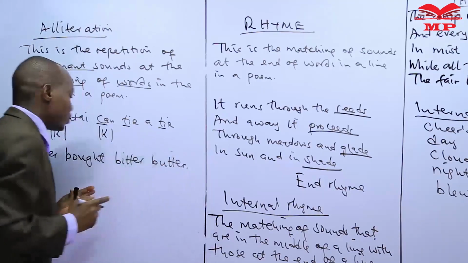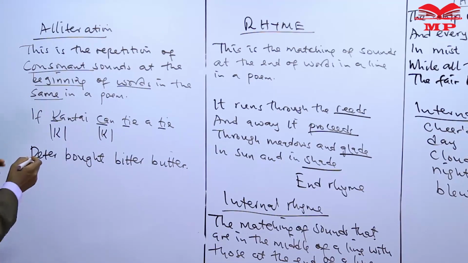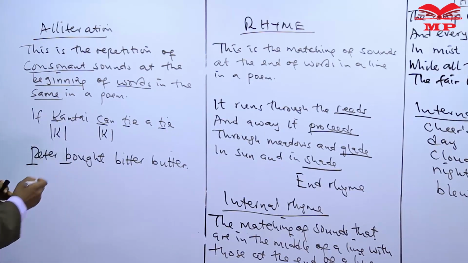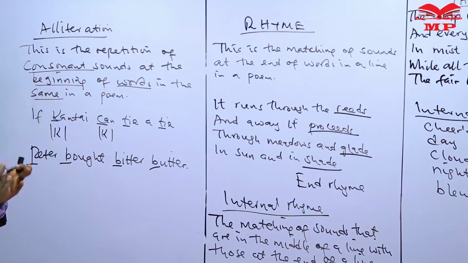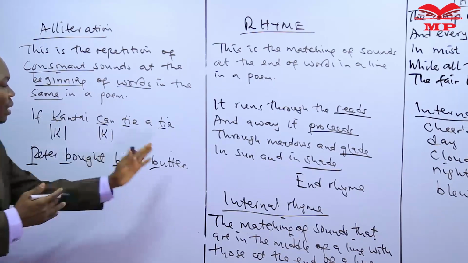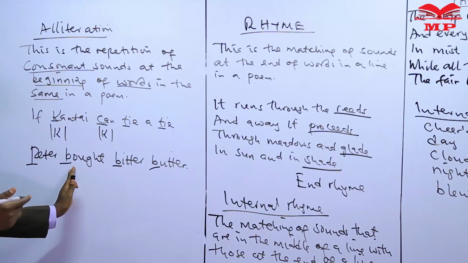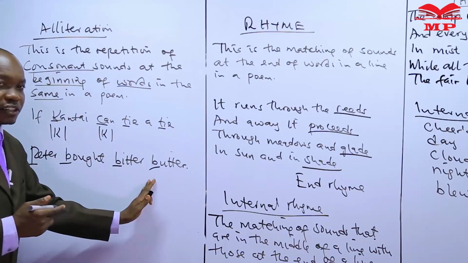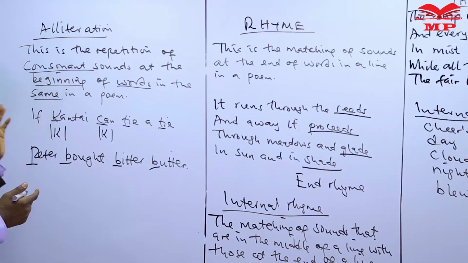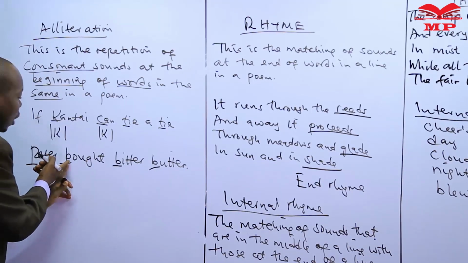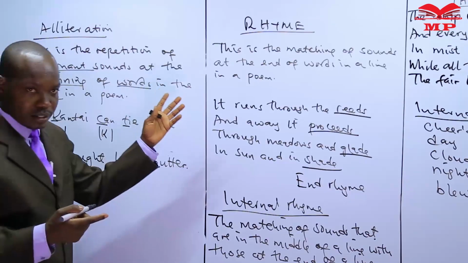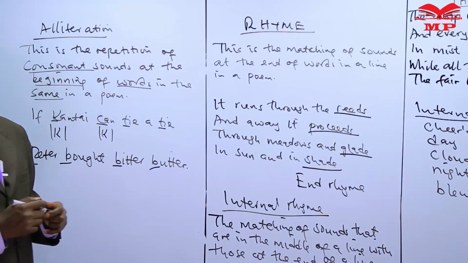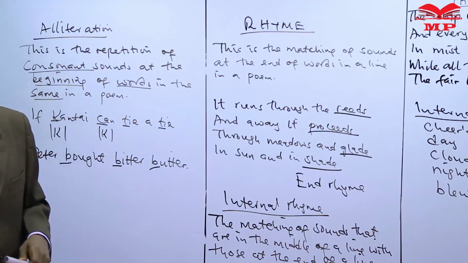you can see we have the sound pa, as in the word Peter. We have ba, as in the word bought. We have ba in bitter and then butter. So, in this line, we have this sound ba, ba, ba. These sounds have been repeated. Bought, bitter, butter, ba, ba, ba. So we call this alliteration. We are repeating the sound ba, and we say it at the beginning of words in the same line. So we call that alliteration, okay?